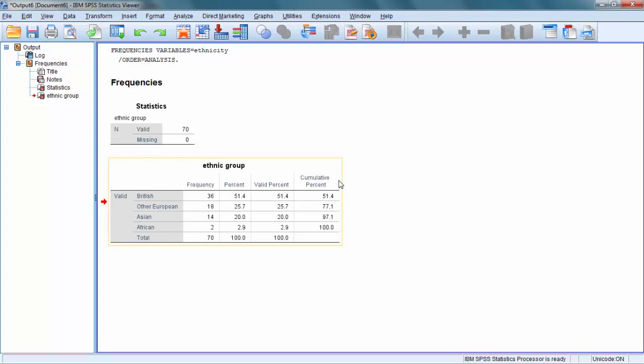Finally, that last column shows cumulative percent, the sum total of the categories in their respective order. We have 51.4% of British people, but this 77.1 comes from adding all the Brits and all the other Europeans. So 77.1% of the sample were European, and then the 97.1 comes from adding the Asians. So the first three categories, British, other European and Asian, account for 97.1% of the sample, and the remaining 2.9% are African.